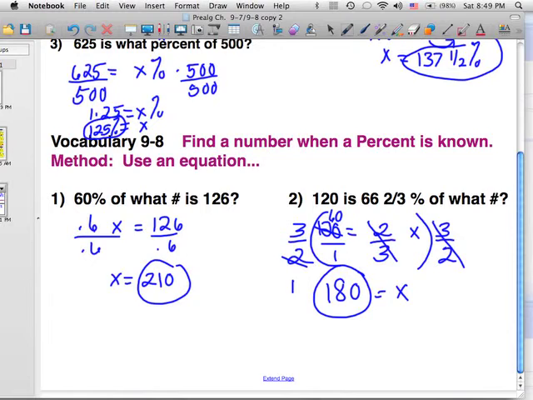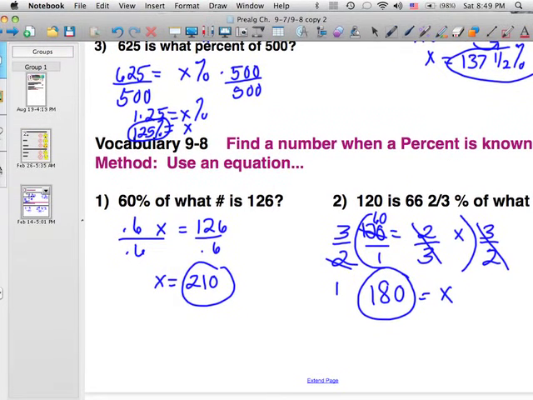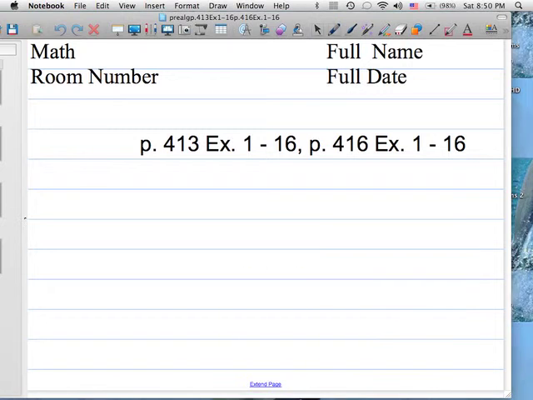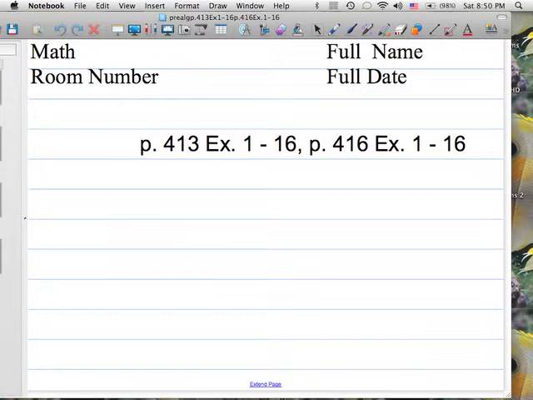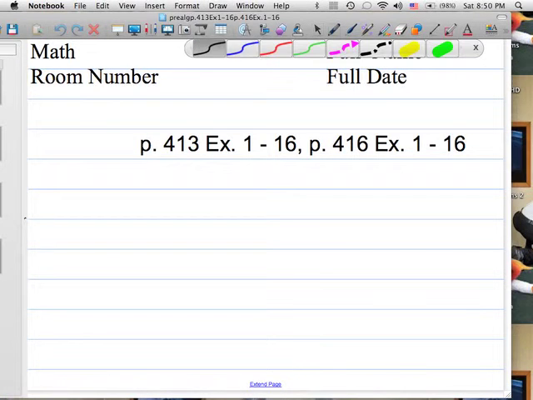Using this method of using an equation to solve word problems with percents, we're going to do two assignments, or two different pages, page 413, 1 to 16, and 416, 1 to 16. So head your paper, skip a line, put the title down, and turn to page 413.